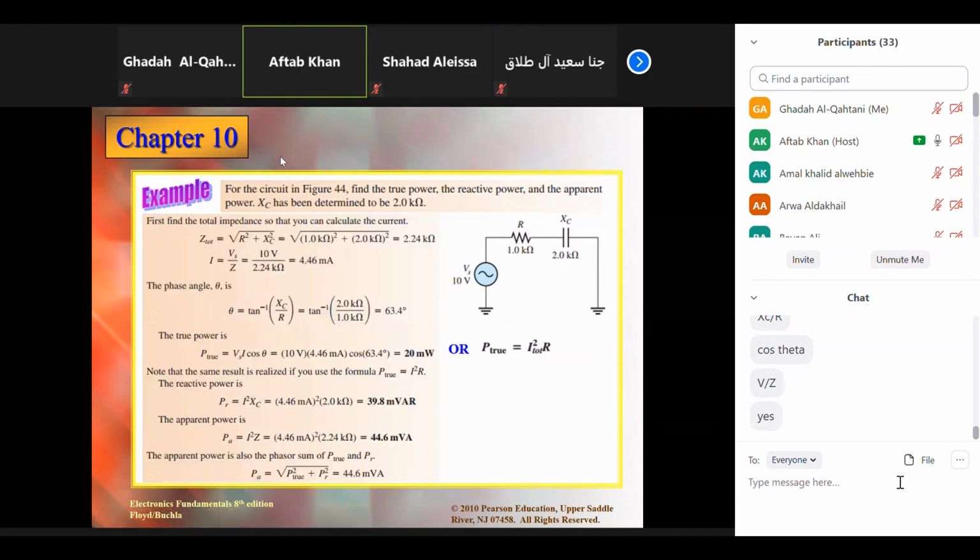So you can calculate Z total. Then you can calculate I this way. After that calculate theta, then P true. We know this is the way, or we can use this one, whatever feels right. Then PR will be I square into XC. PA is equal to I square into Z. Then we can also calculate apparent power by using this formula, which will give you the same value. Either this I square Z, or by knowing P true square plus PR square, because we know the triangle. All right. So clear to all of you? Any doubt related to that one?